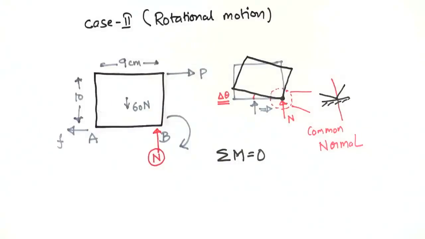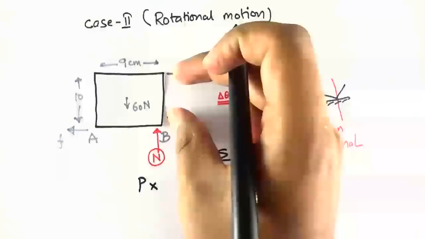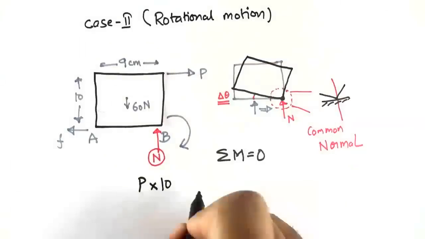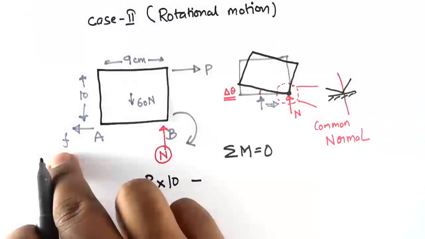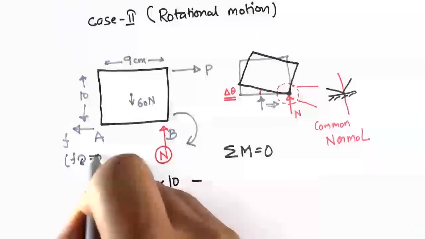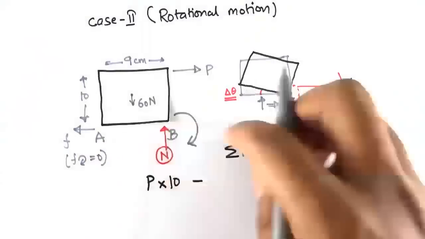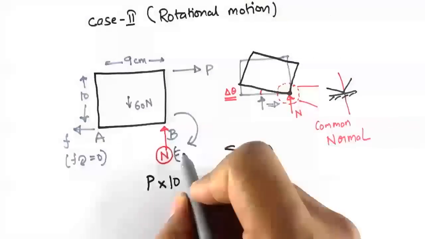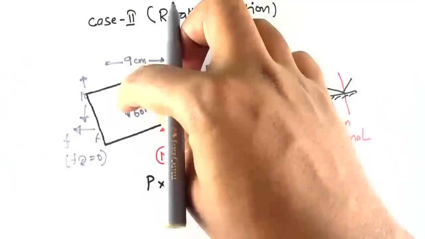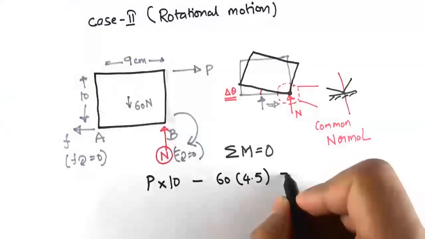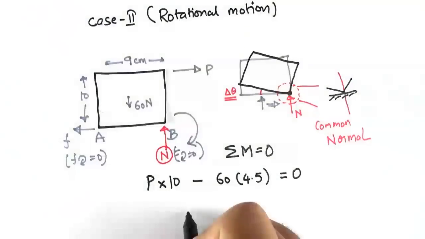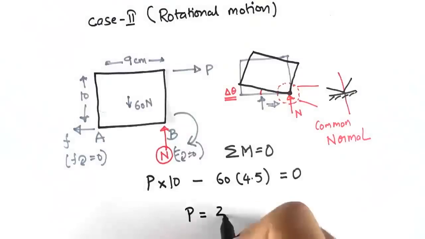Here I assume the moment in the clockwise direction as positive and anti-clockwise as negative. Moment due to P is force P into the perpendicular distance, that is 10 cm. As it's in the clockwise direction, it would be positive. Moment due to frictional force is 0 since the perpendicular distance between the force F and the axis is 0. Similarly, moment due to normal reaction is also 0. Moment due to the 60 newton force is anti-clockwise, so we may write it as minus 60 into 4.5, that is the perpendicular distance from the axis. From this, P equal to 27 newtons.